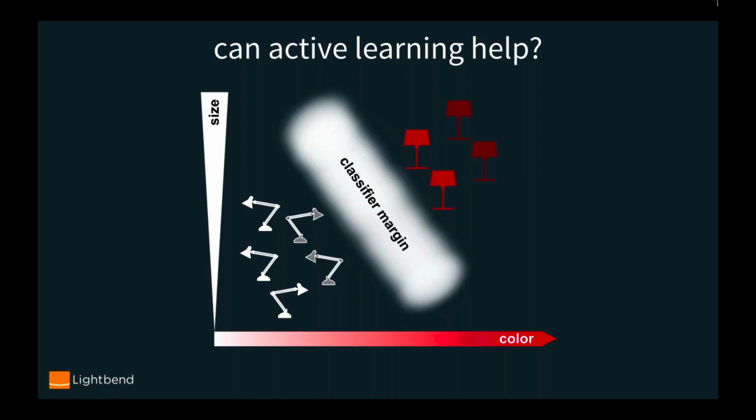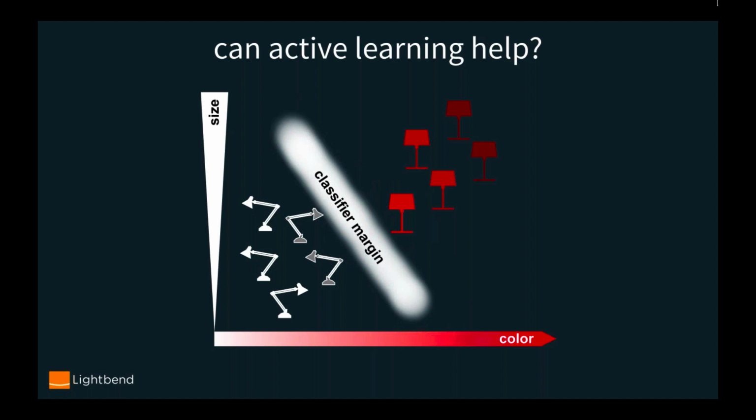Can active learning help? It's designed to deal with reducing the labeling costs. The way it works is it picks an example from the classifier margin, requests the label for this example, and updates the classifier margin according to the label, and thereby saves us labeling costs. In this toy example, we saved one label, but in practice, we save many more labels.